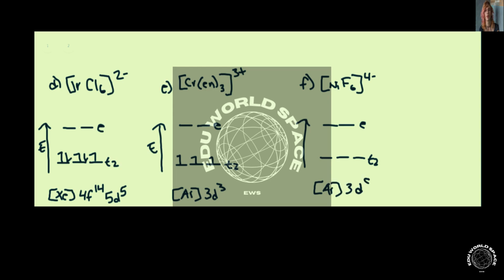3d8. And again, they didn't indicate whether it's high spin or low spin, and that doesn't matter in this case because no matter how we fill it, it's going to be 1, 2, 3, 4, 5, 6, 7, 8. And if we'd filled it the other way, it would have been the same. So no matter how you fill these electrons, high spin or low spin, you'll get the same configuration.